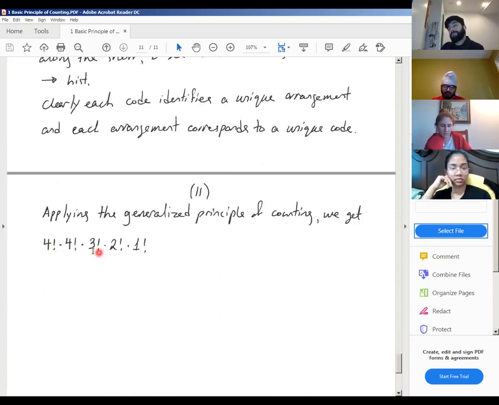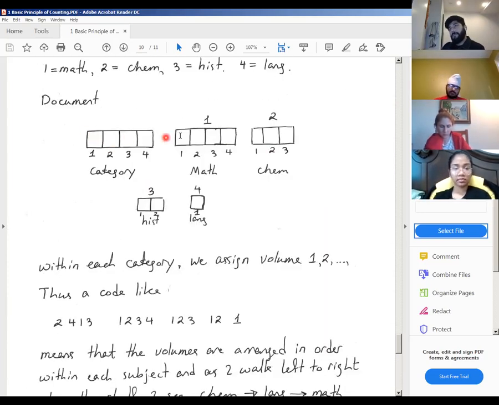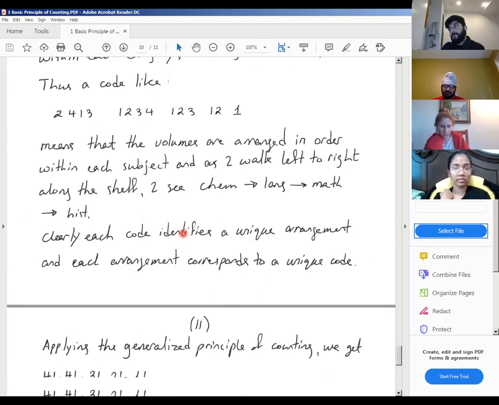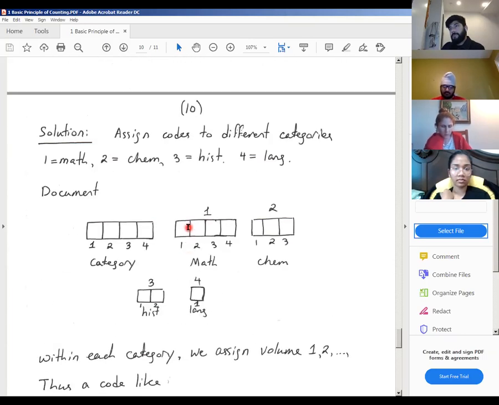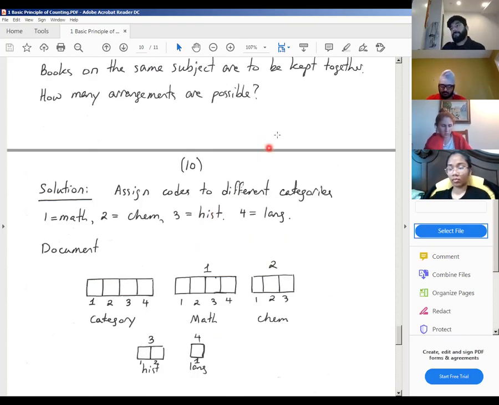So the answer was, as a few of you correctly wrote, 4 factorial, 4 factorial, 3 factorial, 2 factorial, 1 factorial. And how do you know? Because that corresponds to this code. Okay, those are the experiments. And we finished the basic principle of counting. We go to lecture number 2. And now I will confuse you.